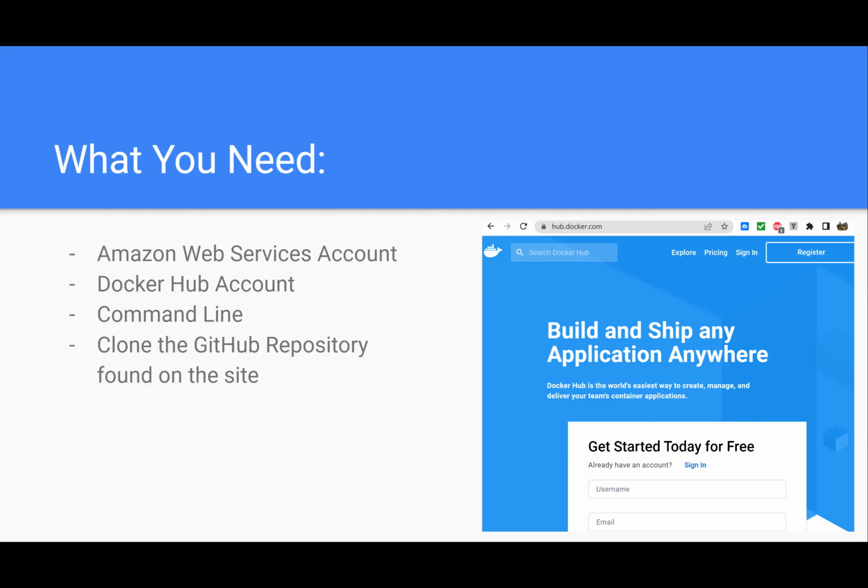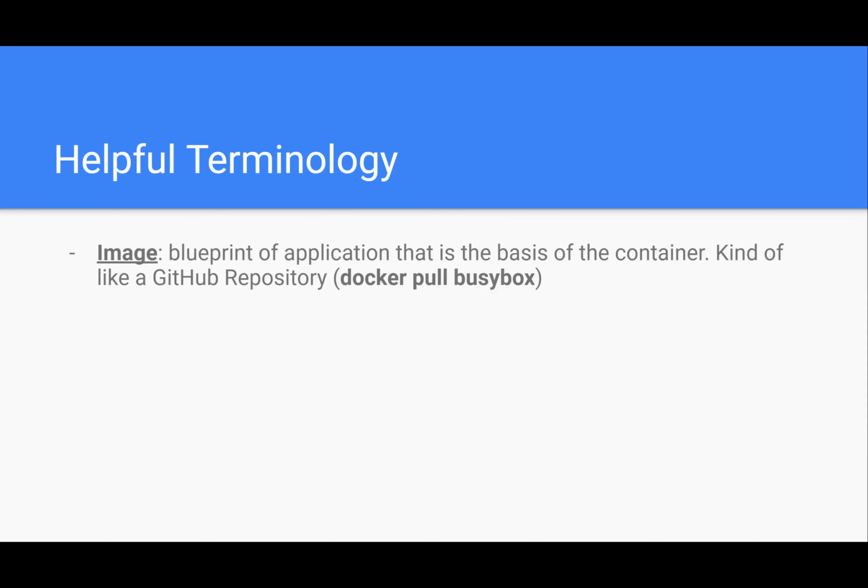Now moving on to some helpful terminology just to set the groundwork for what we're going to be talking about. First off is an image. An image is a blueprint of the application. It's the basis of the container. Think of it as similar to a GitHub repository. We can copy this image from Docker Hub and it gives us certain functionality. That command right there, docker pull busybox, is an example of how we can pull down an image from the Docker Hub.